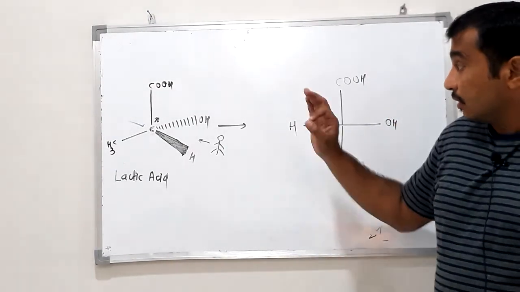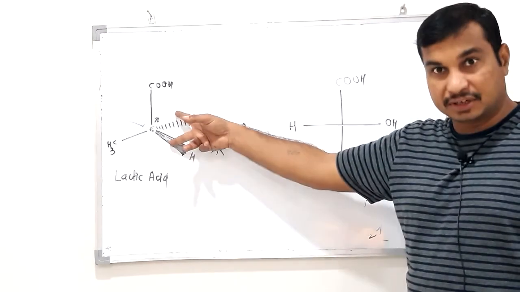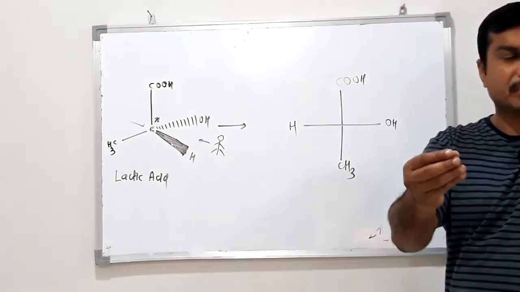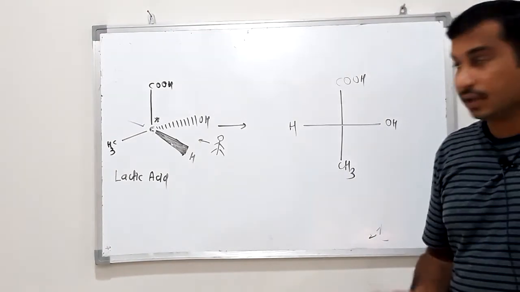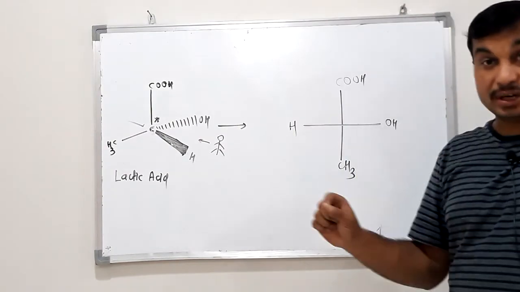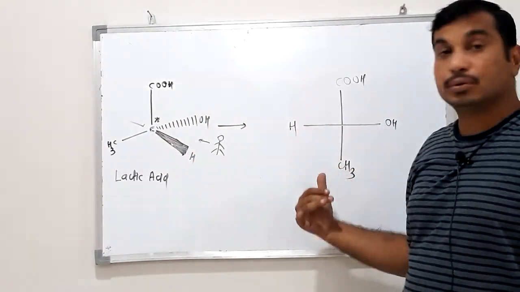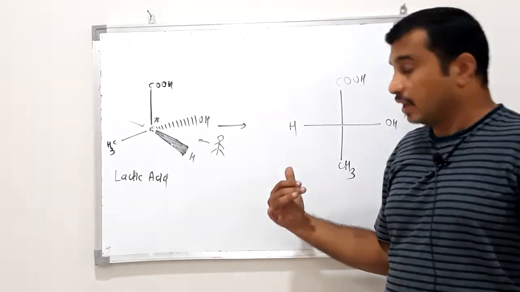So students, try to convert any 3-dimensional structure into 2-dimensional by taking some examples from your textbook or reference book. Copy some examples, write some wedge structures, and then try to convert them into 2-dimensional. So students, thank you very much.